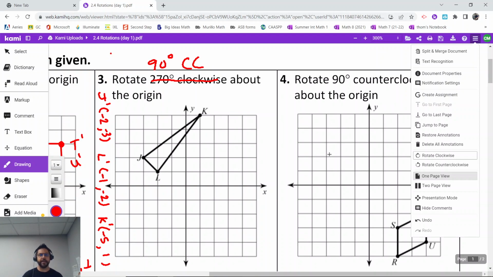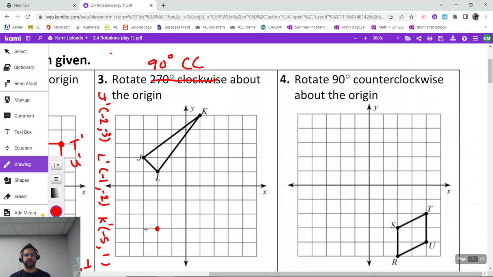So let's see, J prime is at (-2, -3). So from the origin again, you're going to go left 1, 2, down 1, 2, 3. So again, all we're doing is teaching you how to count for a few more days. Got to rotate your paper correctly first, though.